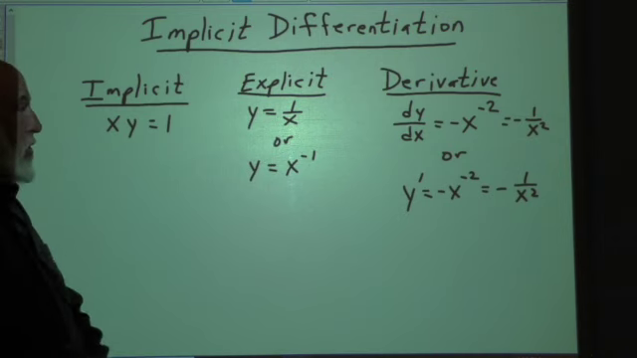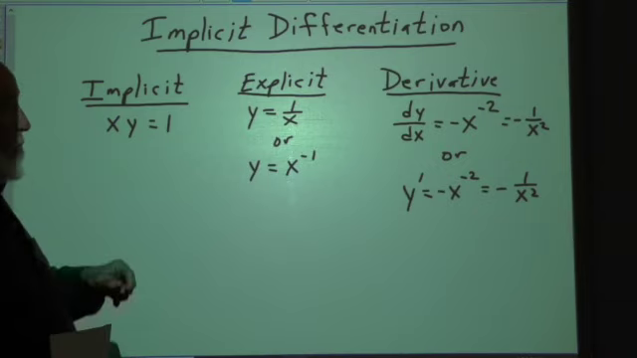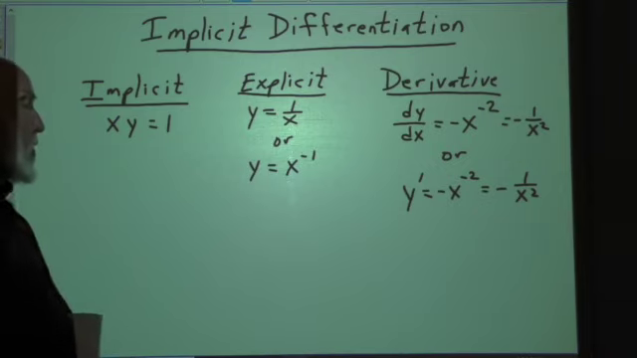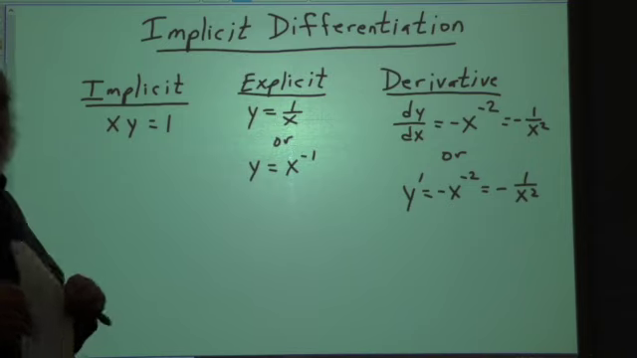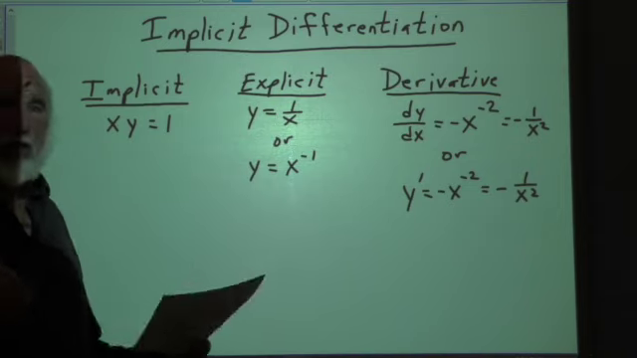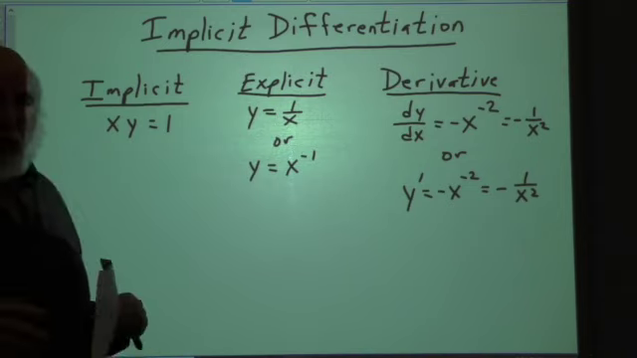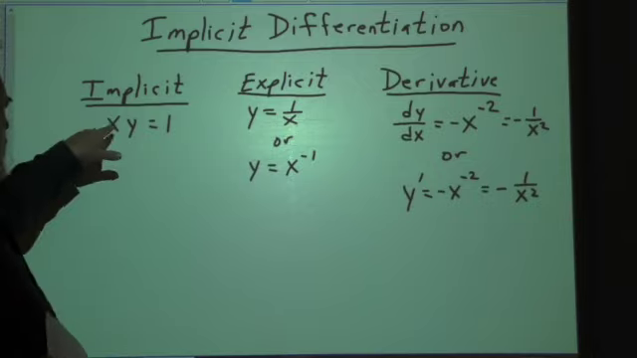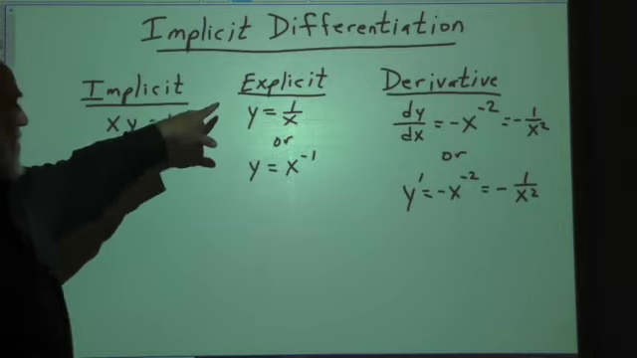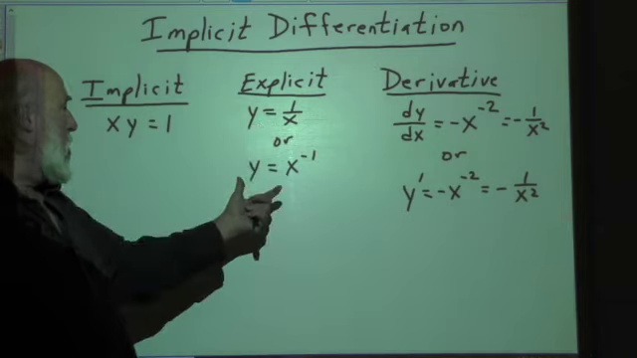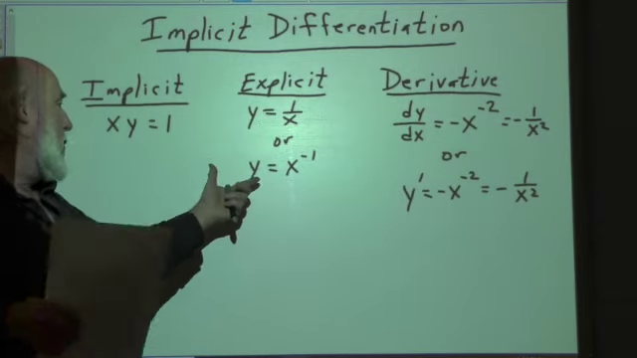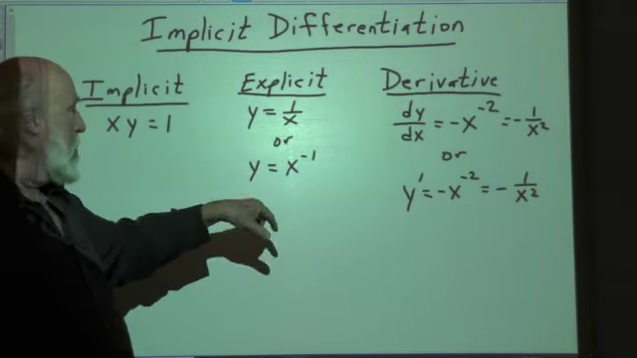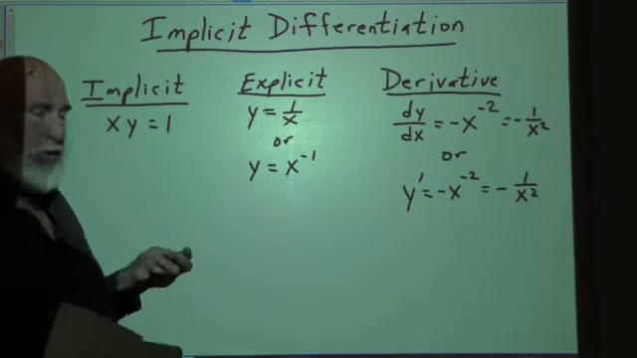Okay, the next section in calculus deals with implicit differentiation. What that means is it's just a different way of writing an equation with x and y in it. What we have discussed up to this point is what we call explicit differentiation, where we started with y equals 1 over x, and we wrote it as y equals x to the negative 1 power.